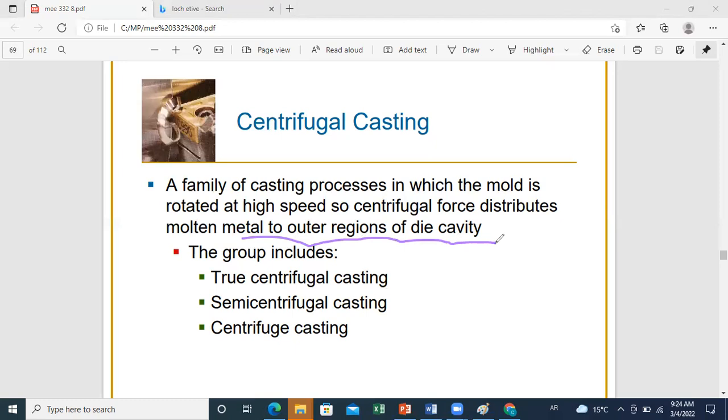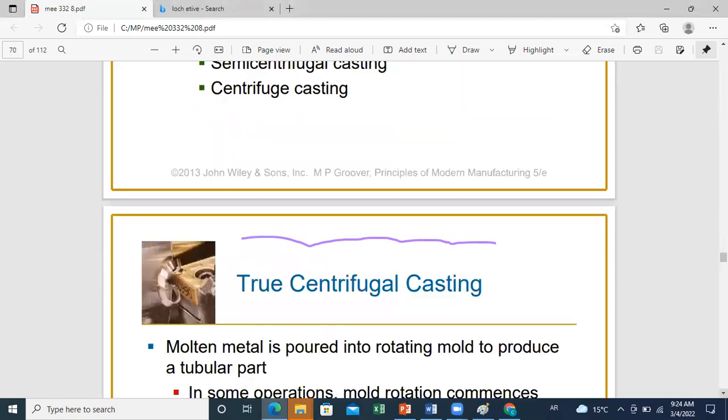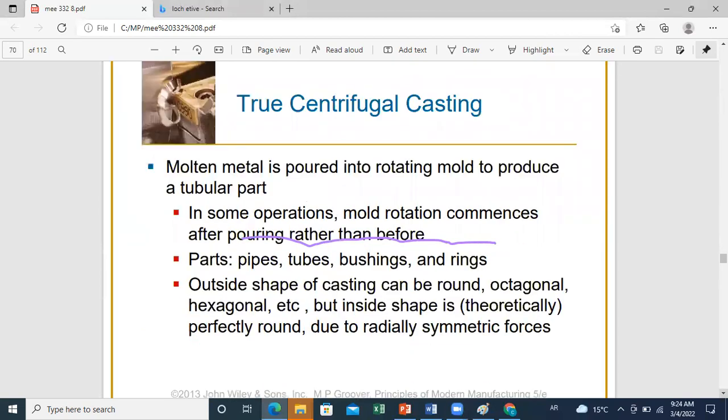Now we have several types of centrifugal castings. First, we have the true centrifugal casting, the semi-centrifugal casting, and the centrifuge casting. Let us see what is the main difference between these types. To start with, for the true centrifugal casting, the molten metal is poured into a rotating mold to produce a tubular part. So in general, whenever we have a tubular part geometry, we can use the true centrifugal casting.